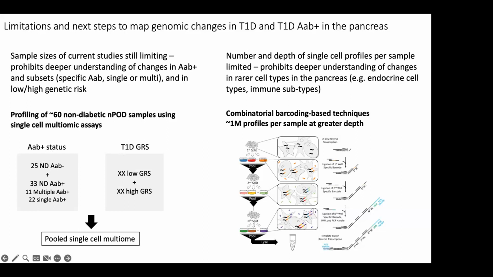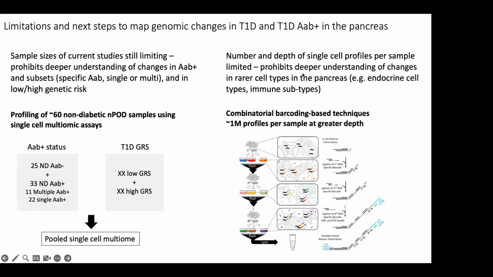The second limitation is that both the number and depth of single cell profiles per sample is pretty limited from these assays. You capture about 10,000 cells from the experiments, at least in theory. In reality, it's probably closer to 5,000 or 6,000. Most of the cell types we care about are rare in the pancreas, right? Immune cell types, beta cells, and so forth are amongst rare cell types in the pancreas. And so we're undersampling those cell types, particularly immune cell types, where we don't have much ability at the moment to define subtypes of immune cells and so forth.